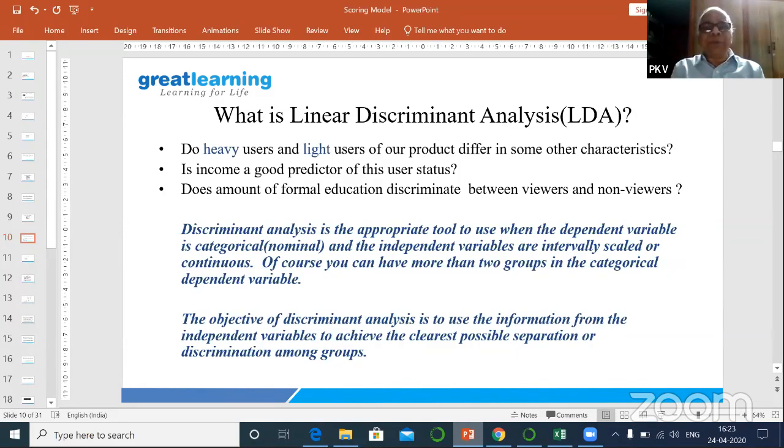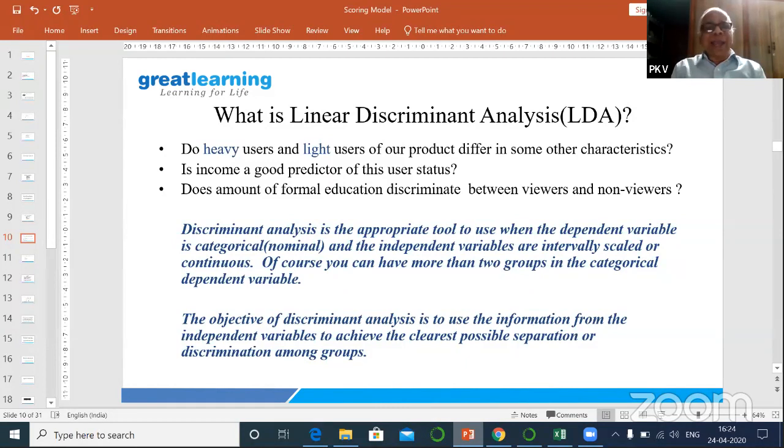So what is this word discriminant analysis? Discriminant, if you use the word, is viveka in Sanskrit: differentiation, the ability to discriminate. That's what discriminant is. Now, the idea is, can I separate two or three groups in the sharpest manner possible? Is it possible? If so, how do I do that? That is the question that is asked. Some examples let me give you. Do heavy users and light users differ in some other characteristics as far as the use of our product is concerned?